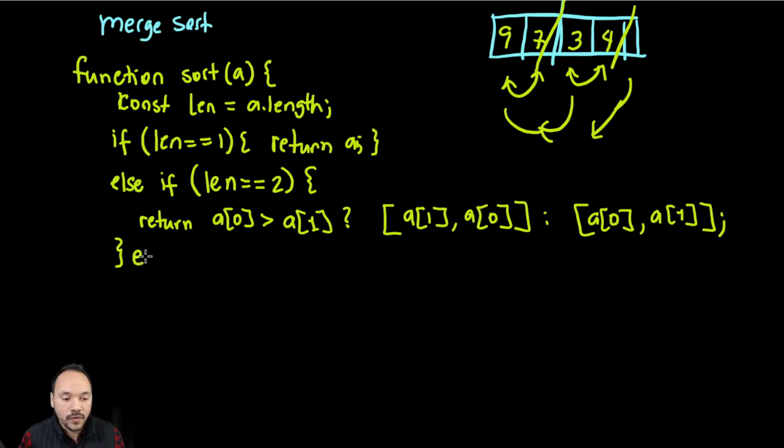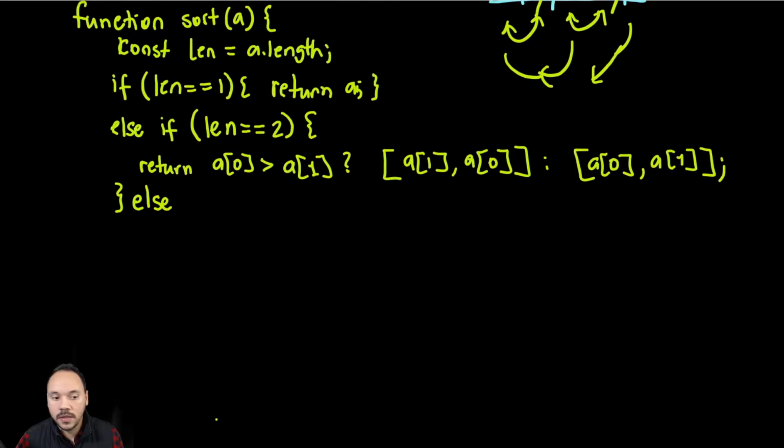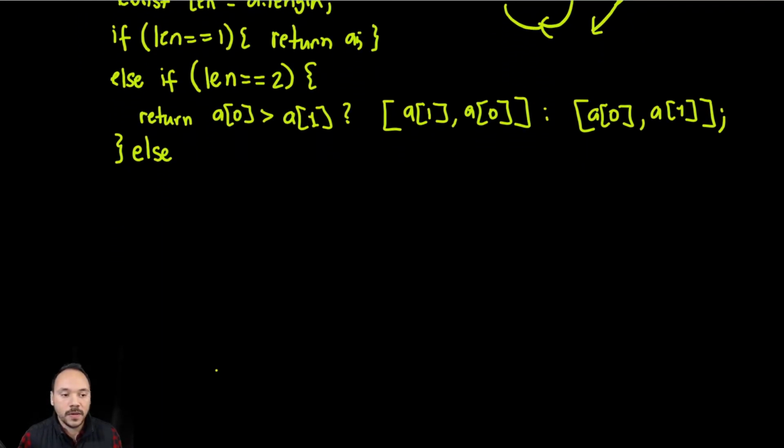And then the last case is for anything else. Let's scroll up a little bit, we have some more space. For anything else, here's where the interesting part comes. We're going to use recursion. So we're going to return. First, we're going to divide the array in half. Let's do that first.